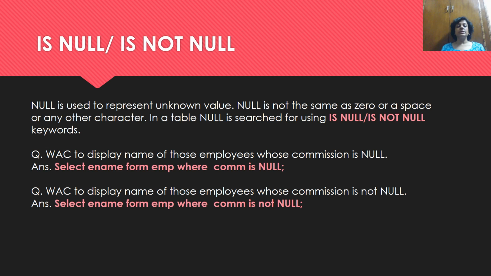For example, to display name of those employees whose commission is null, the command would be select ename from M where commission is null. Similarly, to display names of those employees whose commission is not null, the command would be select ename from M where commission is not null.